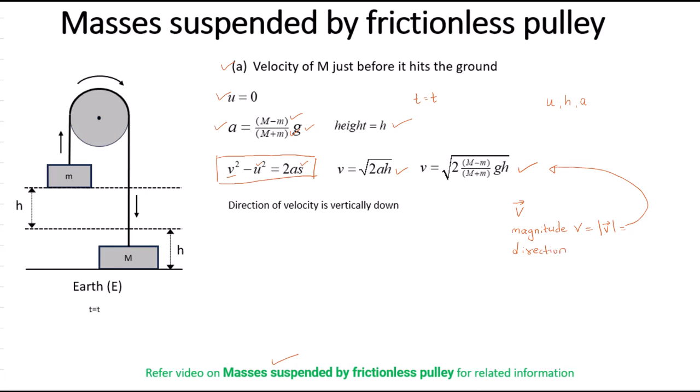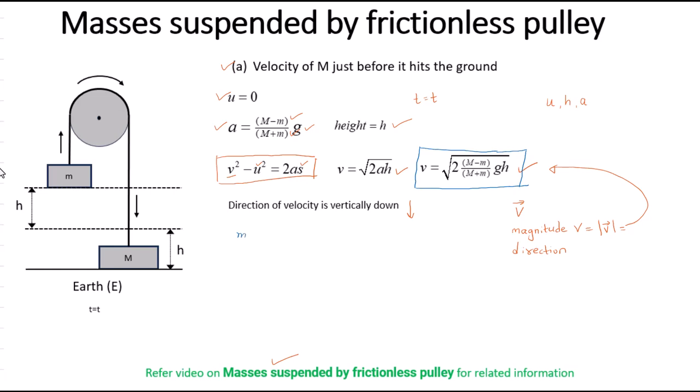the direction of the velocity will be vertically down. Now, one should be able to analyze the expression that has been derived. How does it really make sense in terms of the combination of the variables it appears to be made of? So let's take a special case.